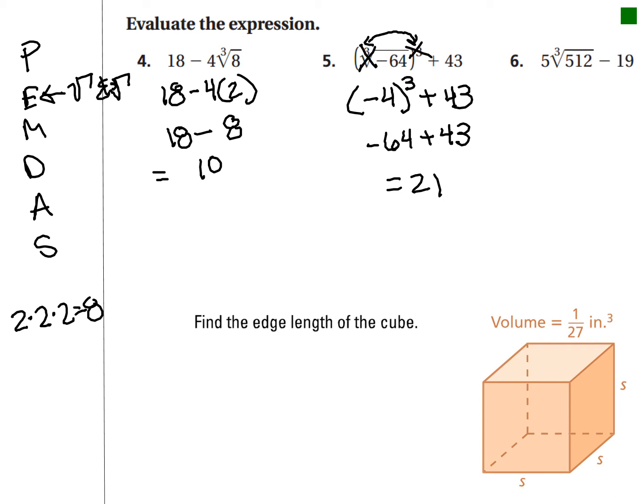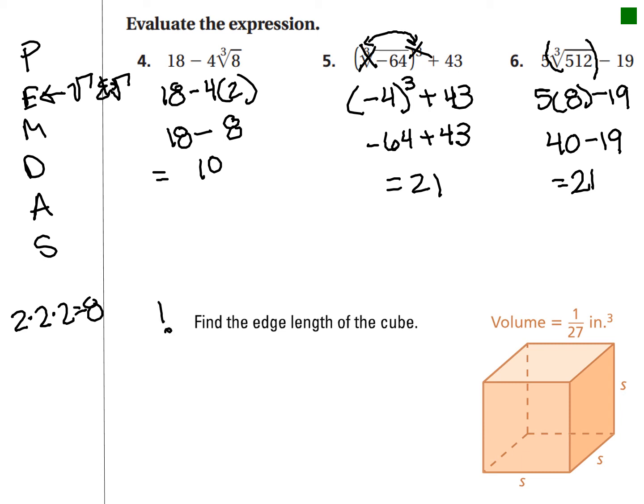When it looks like this, you still have to do the cube roots first. So the cube root of 512 is 8. Let me double check that. 8 times 8 is 64. 64 times 8 is 512. Yep, so 5 times 8 minus 19. 5 times 8 is 40. 40 minus 19 is 21. That's how you evaluate with cube roots.